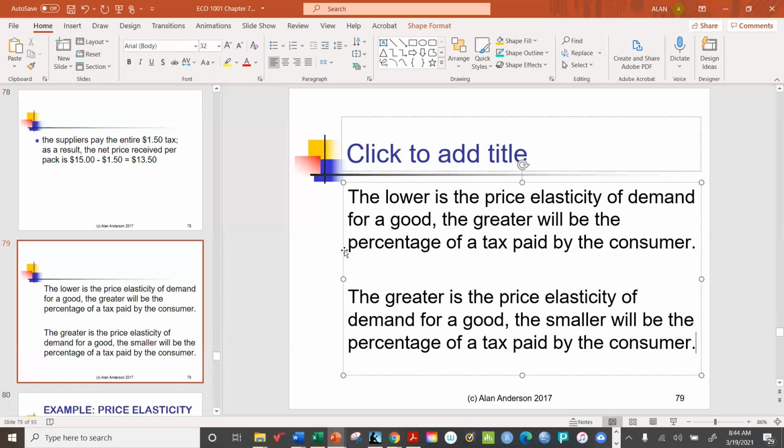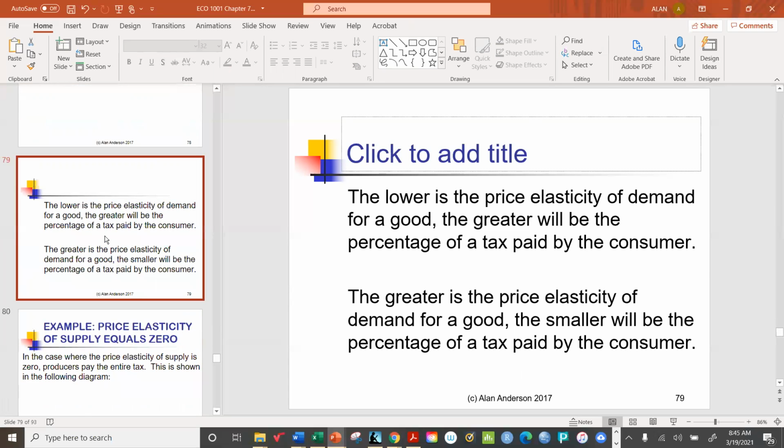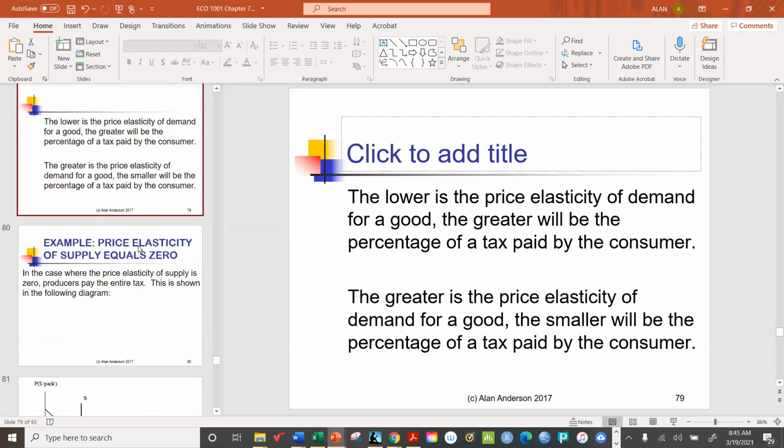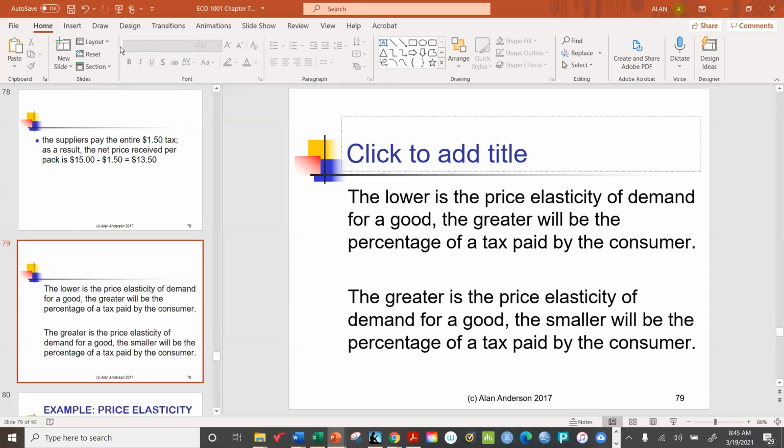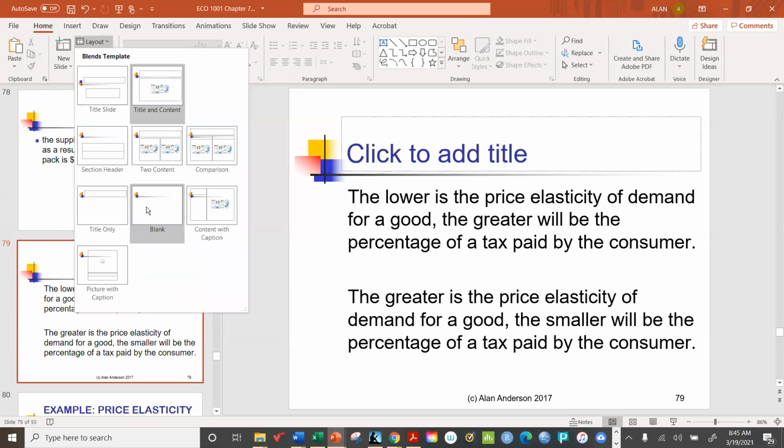So basically what we're saying here is that who gets stuck paying for this tax depends to a large degree on the price elasticity of demand. But we also need to consider the price elasticity of supply as well. So ultimately, the comparison will come down to which is greater, the price elasticity of supply or of demand. All right, so let's take a look at that case.